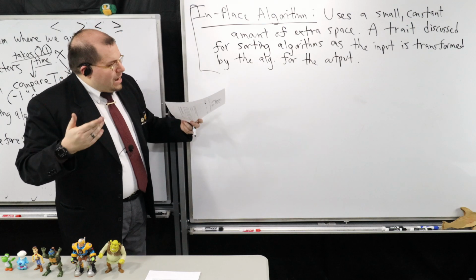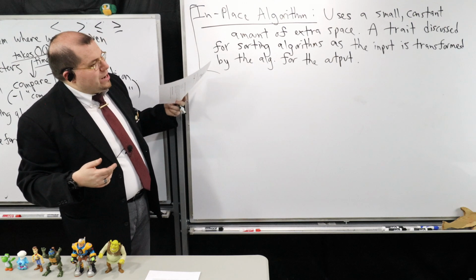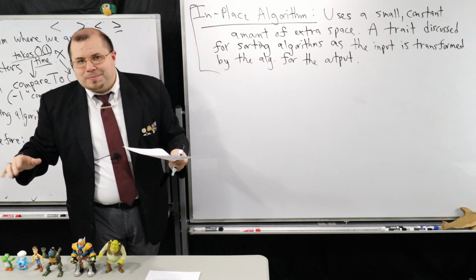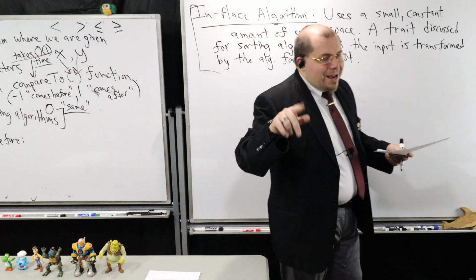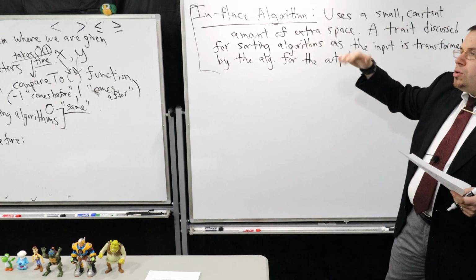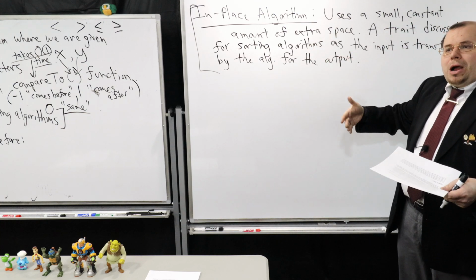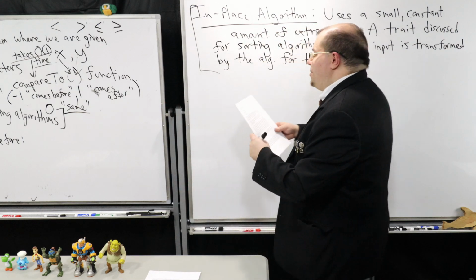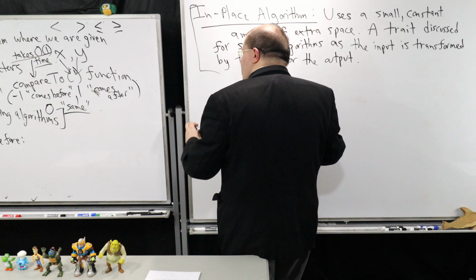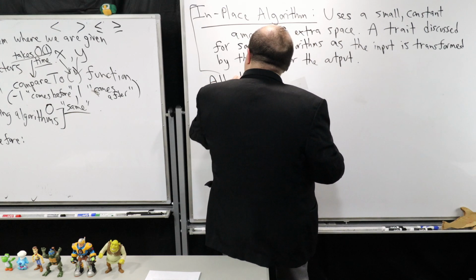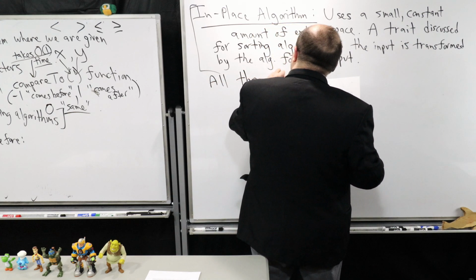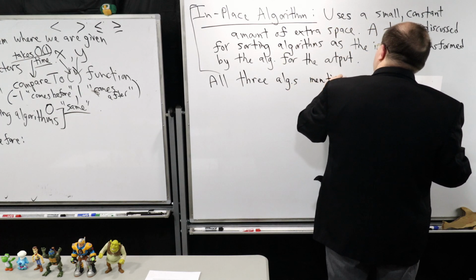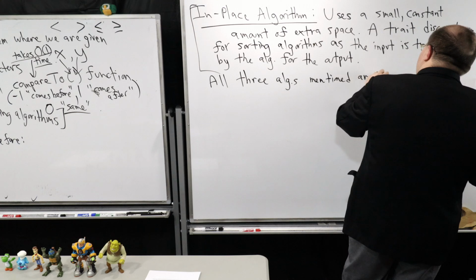They don't require you to create a brand new array or anything like that. So if, for example, your algorithm requires you to build a new array, you know right away that that algorithm is not in place. Because in that case, if the array is of length n and I create a new array of length n, that's going to require big O of n additional space or extra space. So I'll say all three algorithms mentioned are in place.